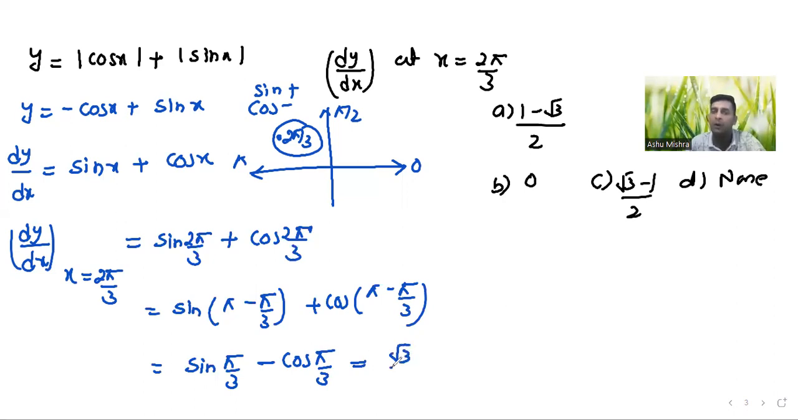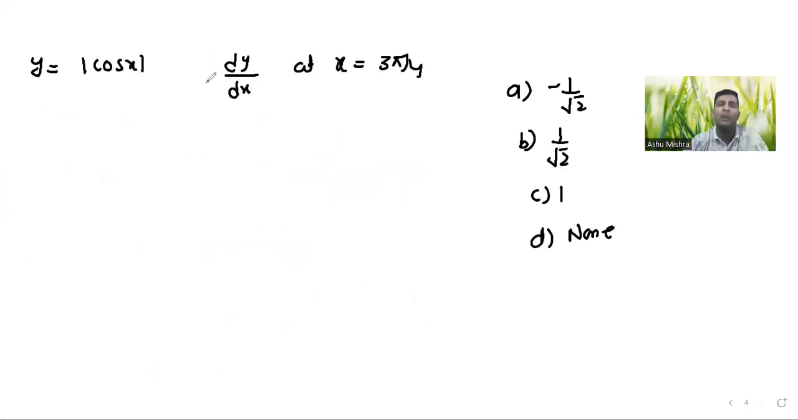Sine pi by 3 is root 3 upon 2. Cos pi by 3 is 1 upon 2. And the final answer is root 3 minus 1 upon 2 root 2. That means option number C. Clear?